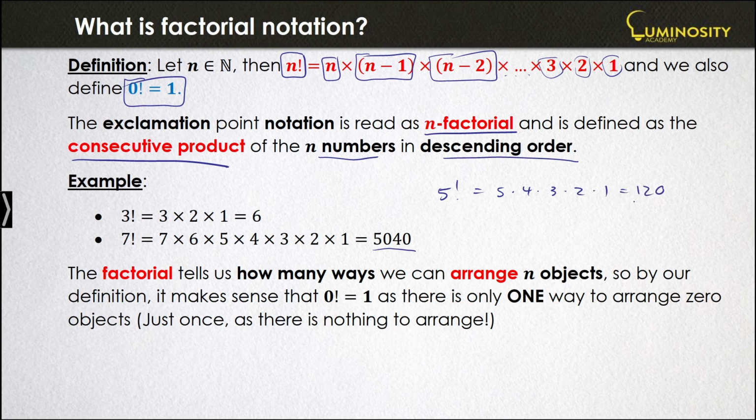So the number of ways we can arrange those 5 people in a straight line is 5 factorial ways. The factorial tells us how many ways we can arrange n objects. So if you're arranging n objects in a straight line, how many ways can you do it? By definition, it makes sense to define 0 factorial as 1, as there's only one way to arrange 0 objects, because there's nothing to arrange. That's why we define 0 factorial as the number 1.